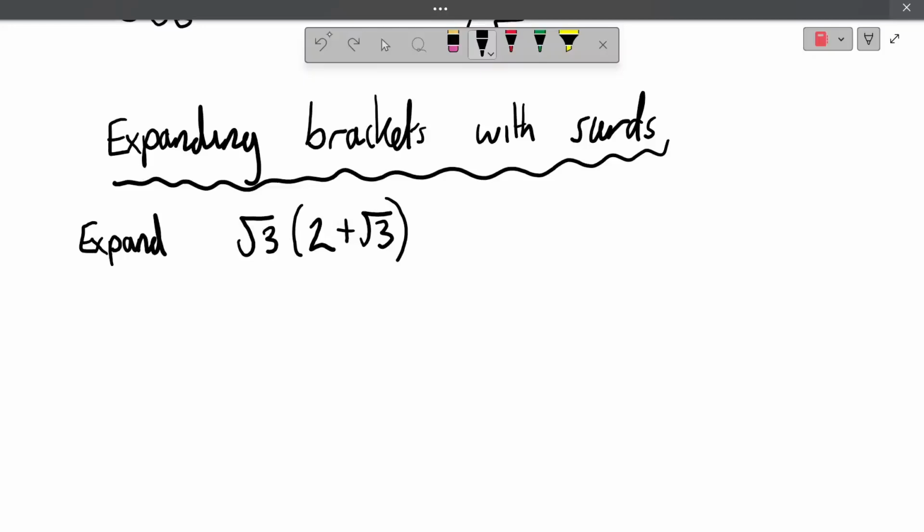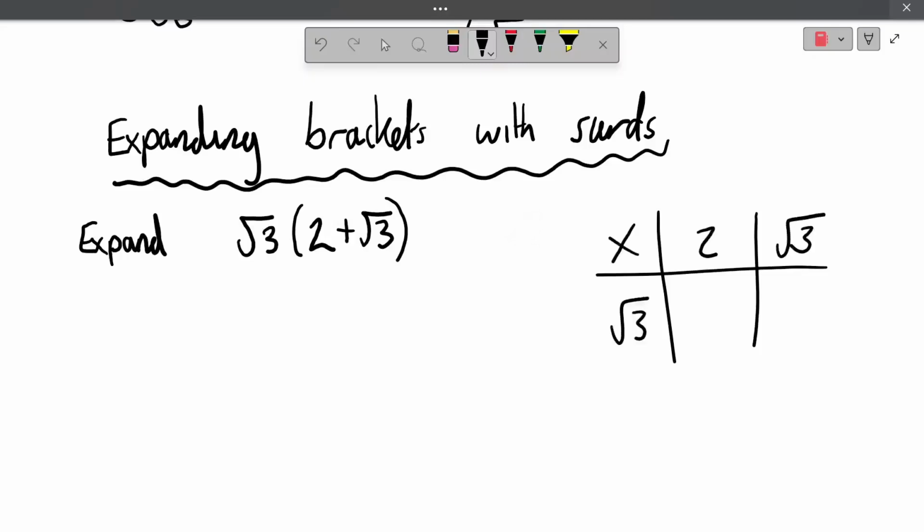So let's have a little look at expanding brackets with surds. So here's an example where we have to expand this bracket here. And it's basically the same as with normal expanding brackets with algebra, but we have now got surds. So what I'm going to do is I'm going to do a little grid. We have root 3 times by 2 and square root of 3. 2 times root 3 is 2 root 3, and root 3 times root 3 is 3. So what you end up getting is 2 square root 3 plus 3.